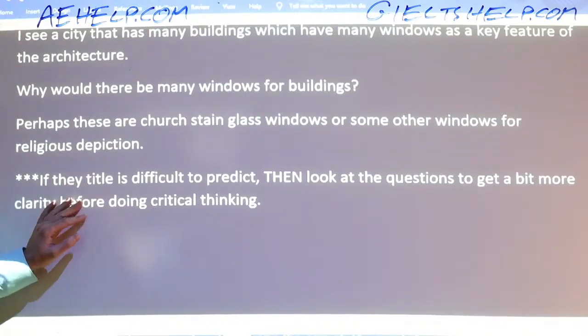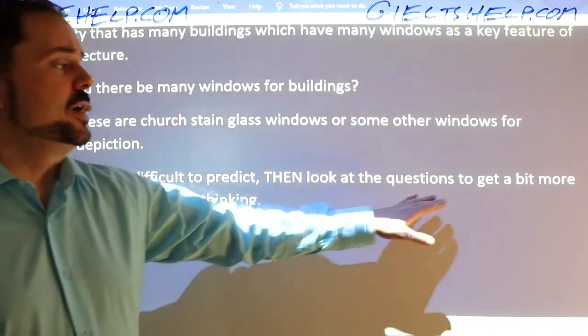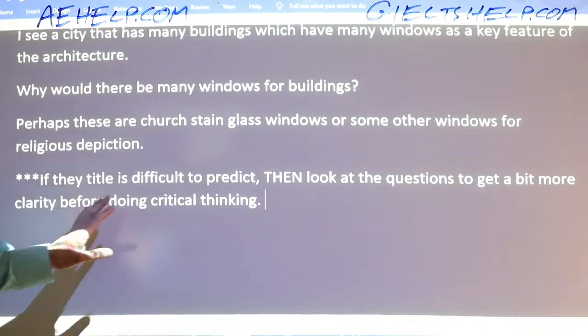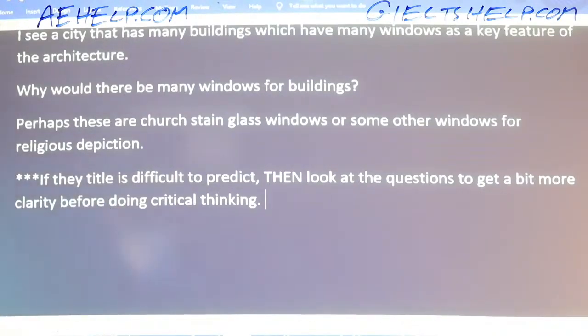If the title is difficult to predict, then look at the questions a bit more to get clarity before doing critical thinking. All right? So let's do that.